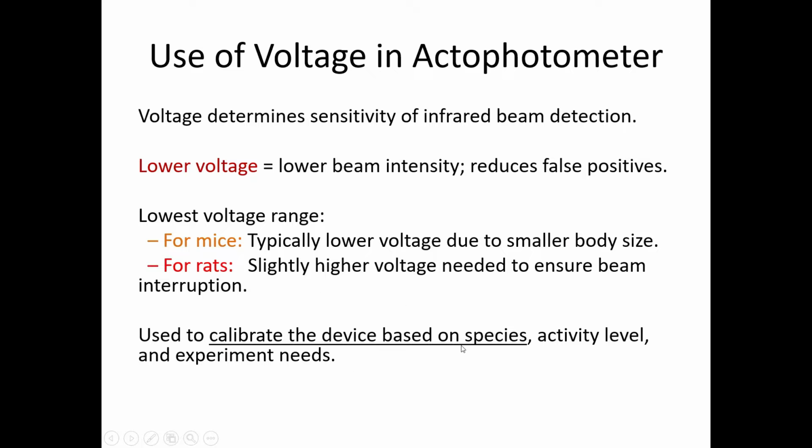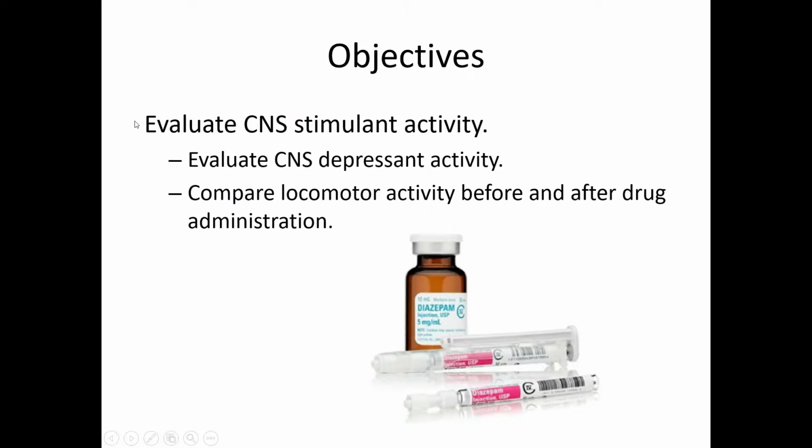So the voltage regulator is used to calibrate the device based on species, activity level and experiment needs. The objective of this instrument is to evaluate CNS stimulant and depressant activities, and then we have to compare the locomotor activity before and after drug administration.